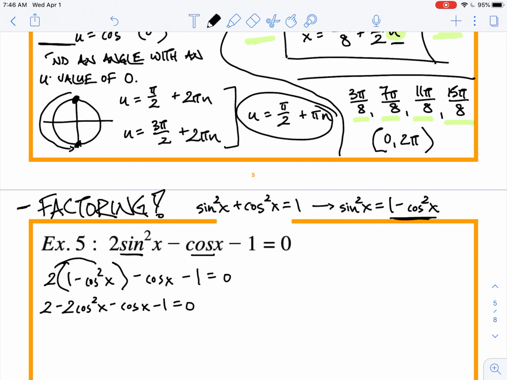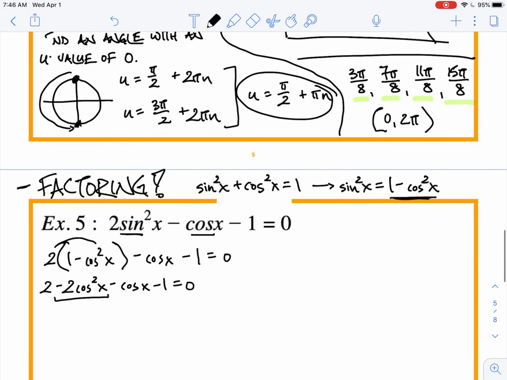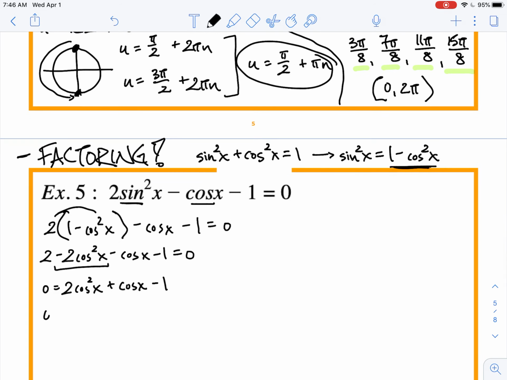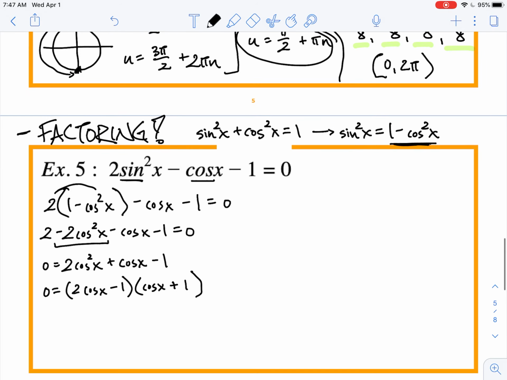Now I'm going to clean this up a little bit. I'm going to move everything to one side, set it equal to 0, and I like for my squared term to be positive. So I'm going to move everything to the other side. I'll get 0 equals 2 cosine squared x plus cosine x minus 1. And this one is factorable. 2 cosine x will give me the 2 cosine squared x. 1 and 1 will give me the 1 at the end, and I need it to be plus 2 and minus 1 to give me the plus 1 in the middle, sorry.